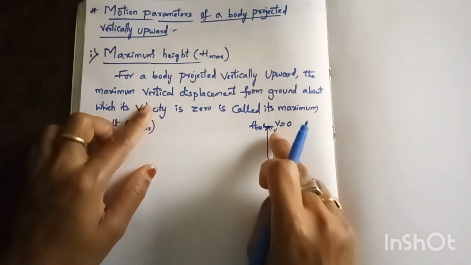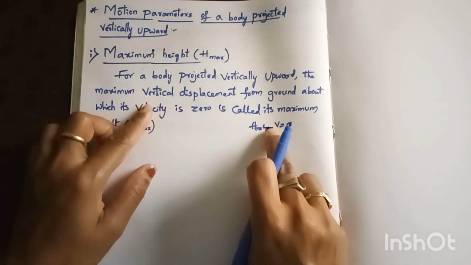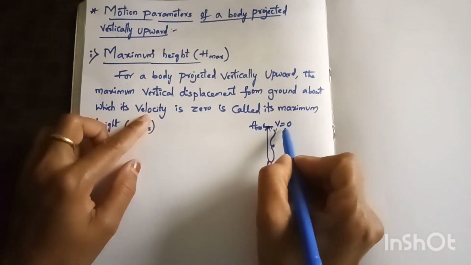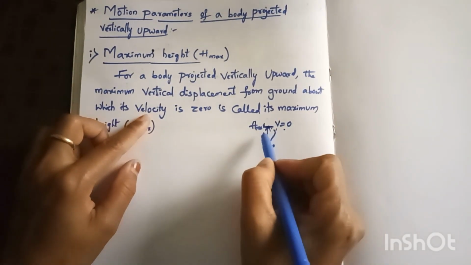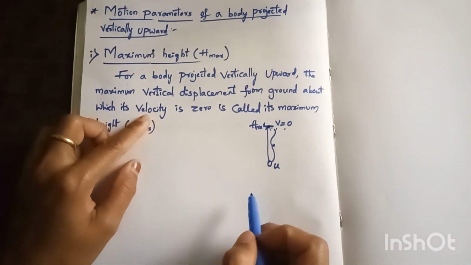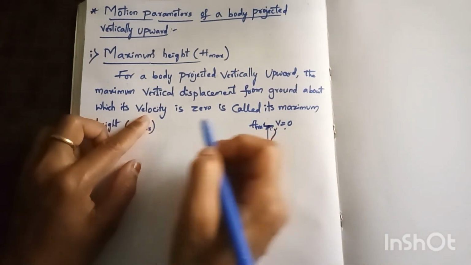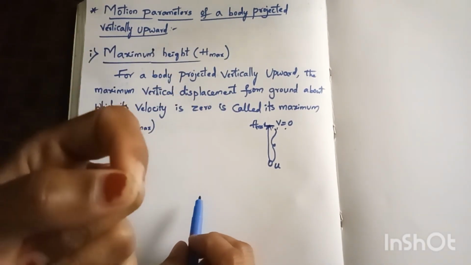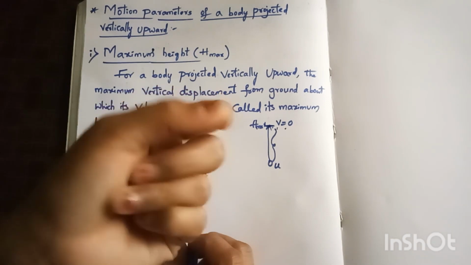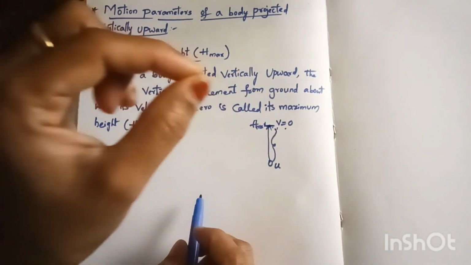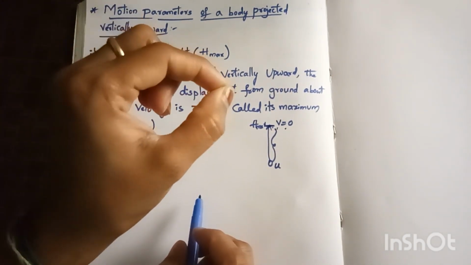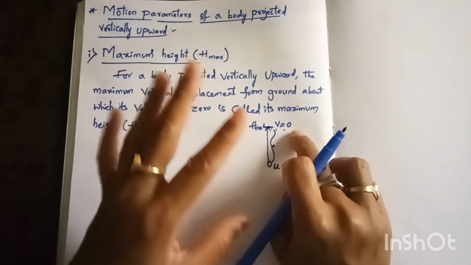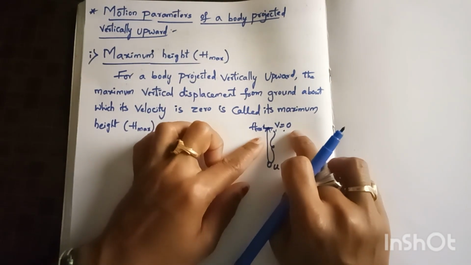From the ground to the maximum displacement, at which the velocity is 0. When the velocity is 0, the maximum displacement from the ground can be called the maximum height. So when we consider maximum height, it is where the final velocity becomes 0, before the object returns back to its point of projection. That we consider as maximum height.